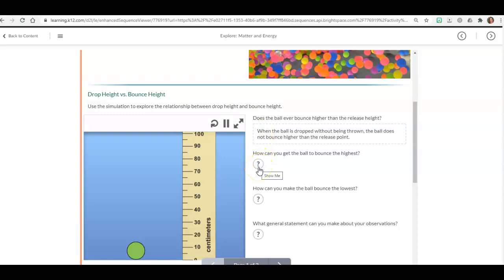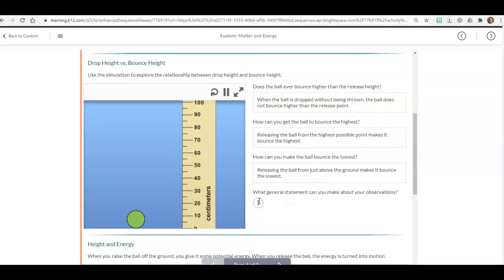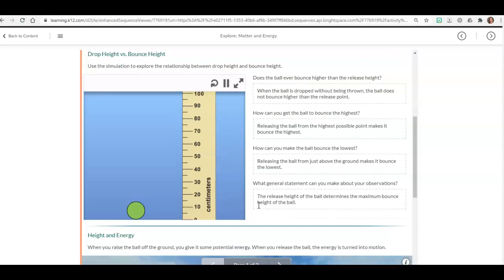And then how do you get the ball to bounce the highest? Or how can you get the ball to bounce the highest? So that would be releasing it from the highest possible point. That's going to make it bounce the highest. How can you make it lowest? You'll do the opposite. You'll release the ball from the lowest point. And then a general statement that we could make about our observations here is that the release height is going to determine the maximum bounce height.